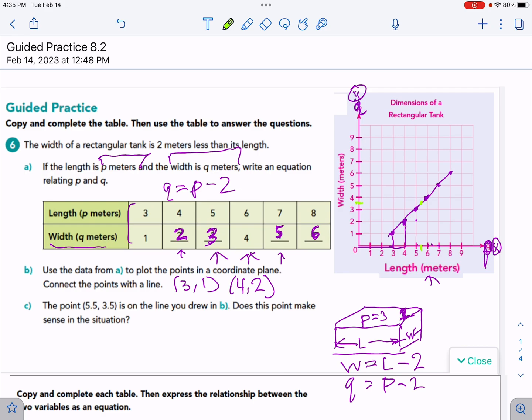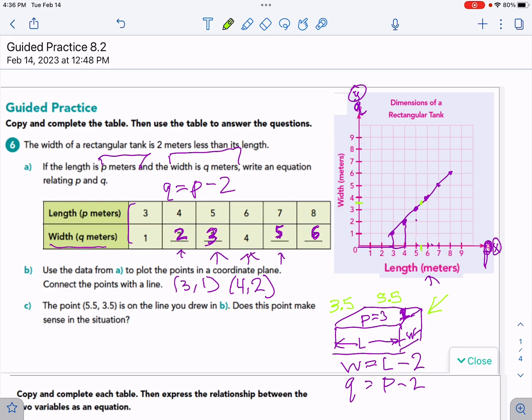So this is a valid point on the line. The question is, is it a valid solution for our problem? Could I have a rectangular tank that was 5.5 inches in length and 3.5 inches in width? And the answer is, of course, I could. They can make tanks any size, any specification, and so that point is a reasonably acceptable answer.